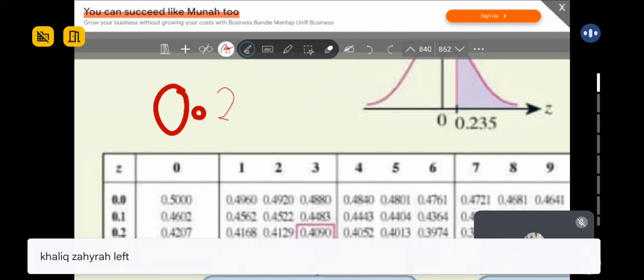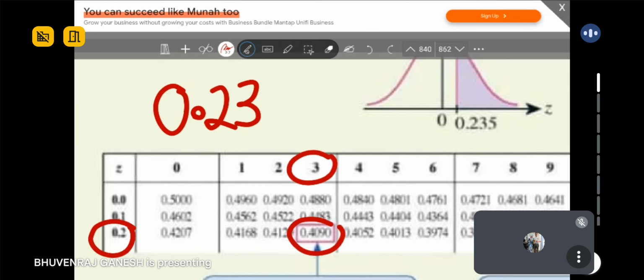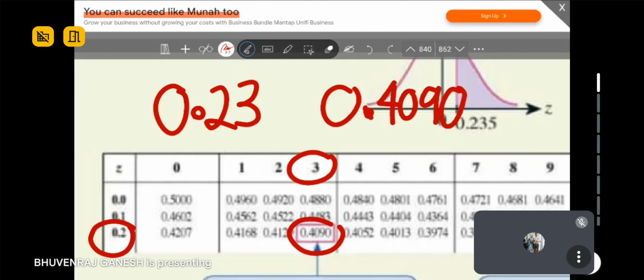0.23. You start with two decimal places always, guys. Mula dengan dua titik perpuluhan dulu. So 0.23, the value is 0.4090. Always four decimal places. Okay, can I stop here guys? Boleh tak saya henti kat sini? Ini adalah jawapan saya.